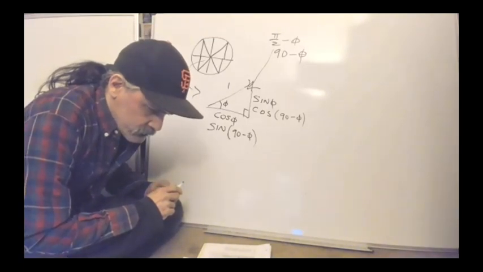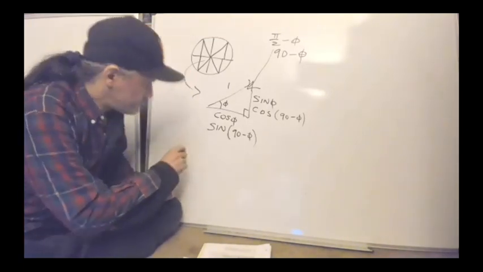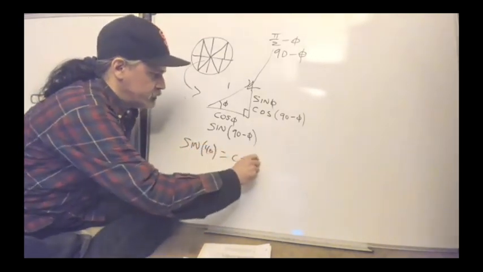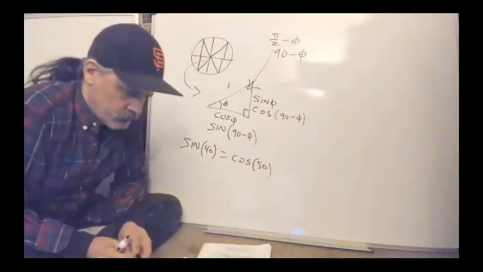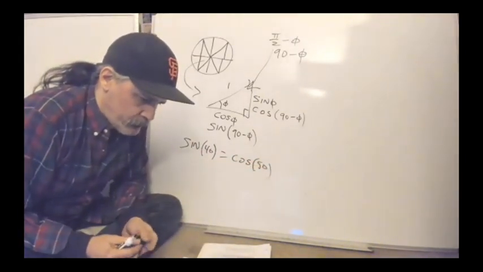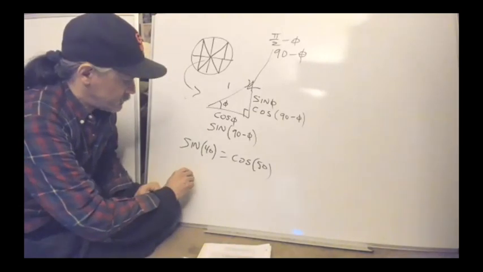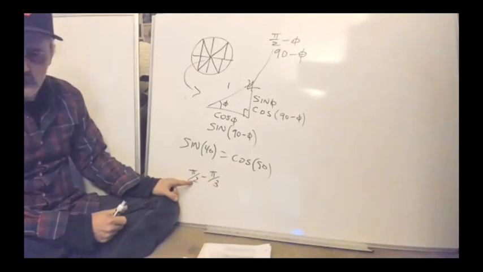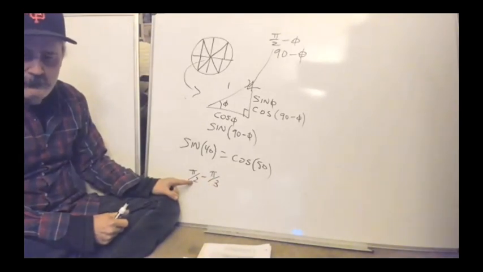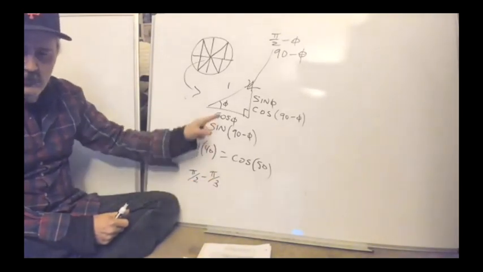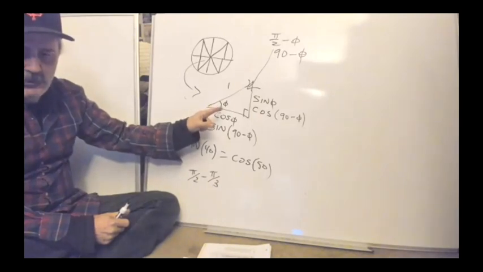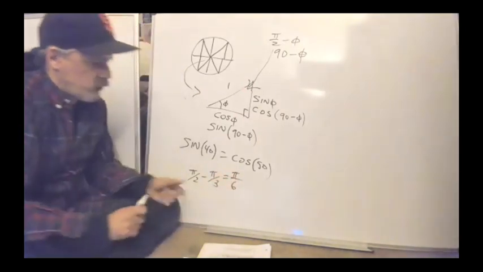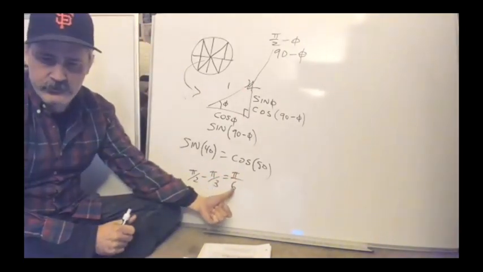Oh, yeah. Okay. So the sine of 40 degrees is the same as the cosine of 50 degrees. Right? And if we did radians, if we're subtracting from pi over 2, this would be the angle with the horizontal. Subtracting from pi over 2 gets us the other angle. This is pi over 6. Remember, a 60 degree and a 30 degree.